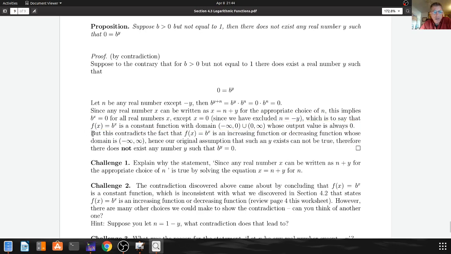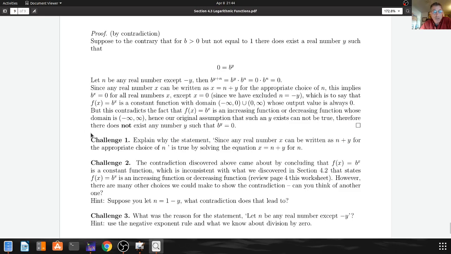So this is our contradiction. This contradicts the known fact that f of x is equal to b to the x is an increasing function or a decreasing function whose domain is all of the real numbers. Hence, our original assumption that such a y exists such that 0 is equal to b to the y cannot be true. Therefore, there does not exist any number y such that b to the y is equal to 0.